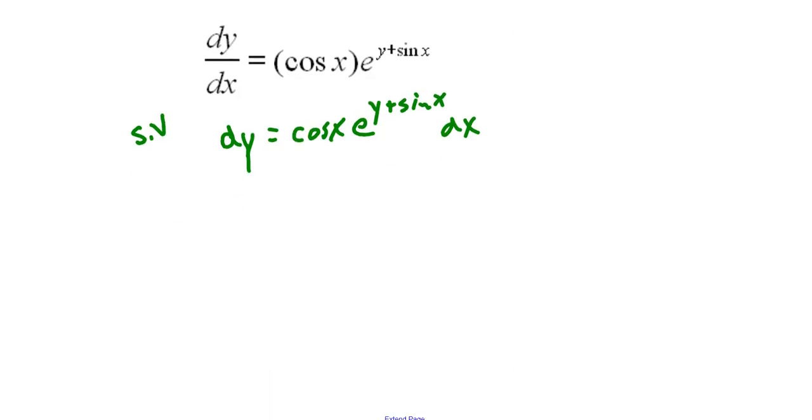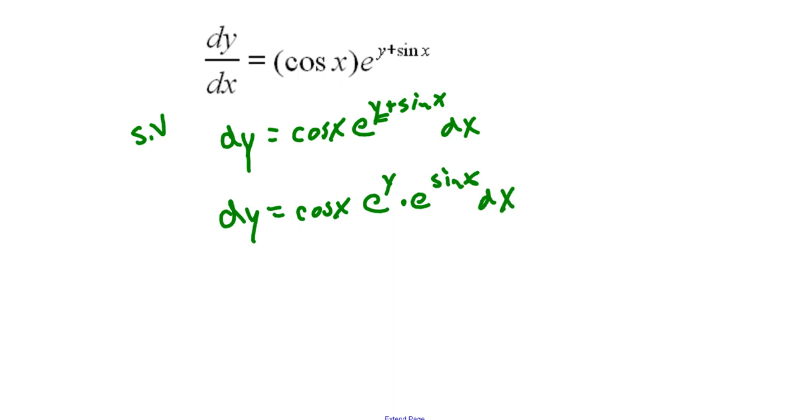Now from here, this is where it gets tricky. I got a y up here. So how can we separate that? Well, you're going to use a little bit of properties of exponents. And what you know is that when you're adding exponents, it's the same thing as multiplying. So you're going to have e to the y times e to the sine of x dx. That's the key right there, my friends.